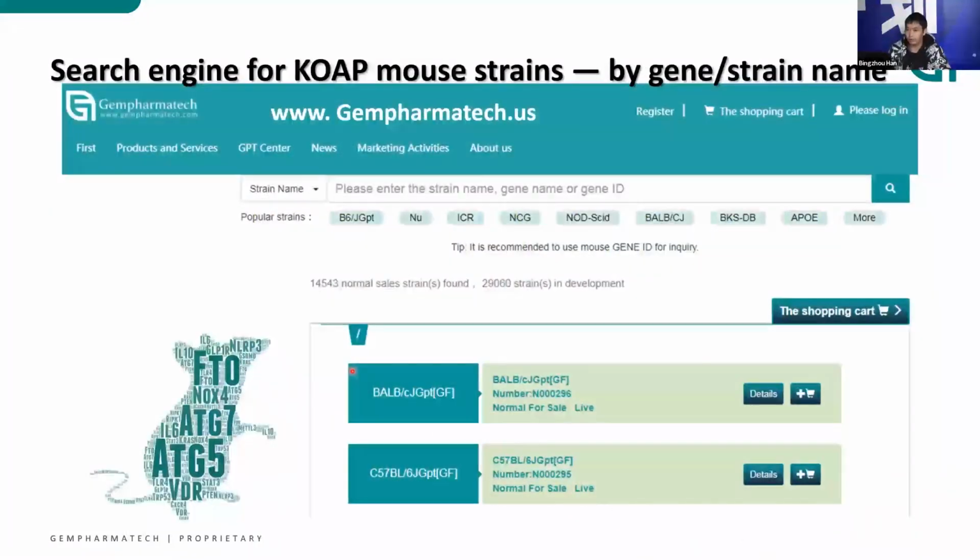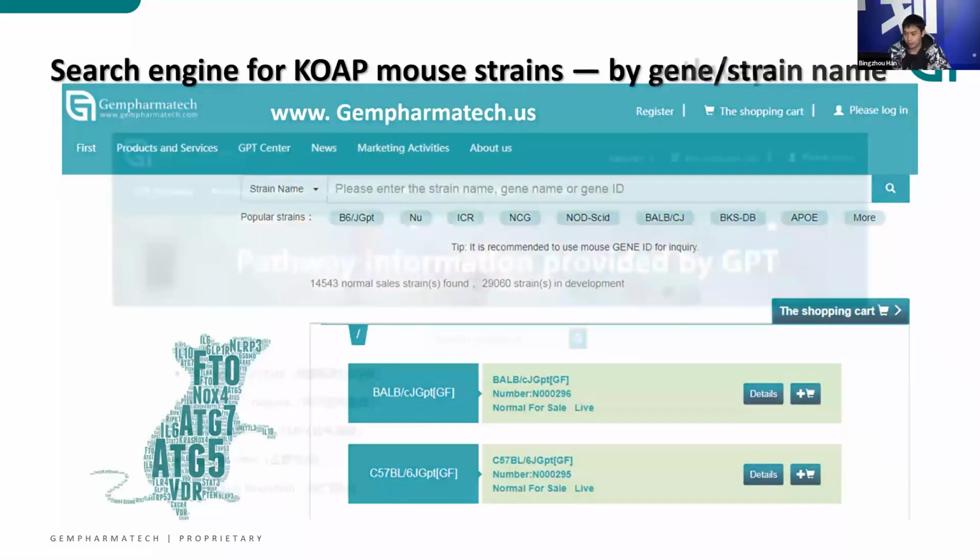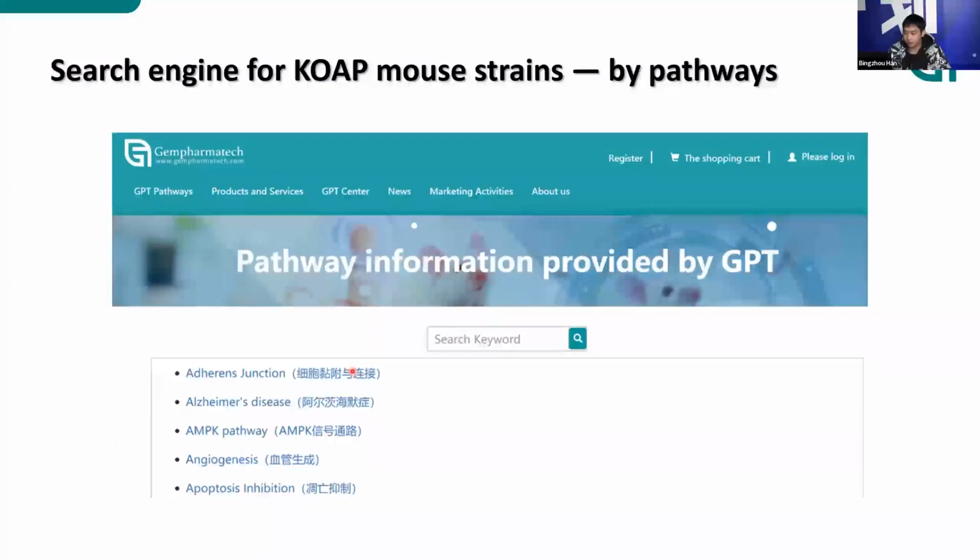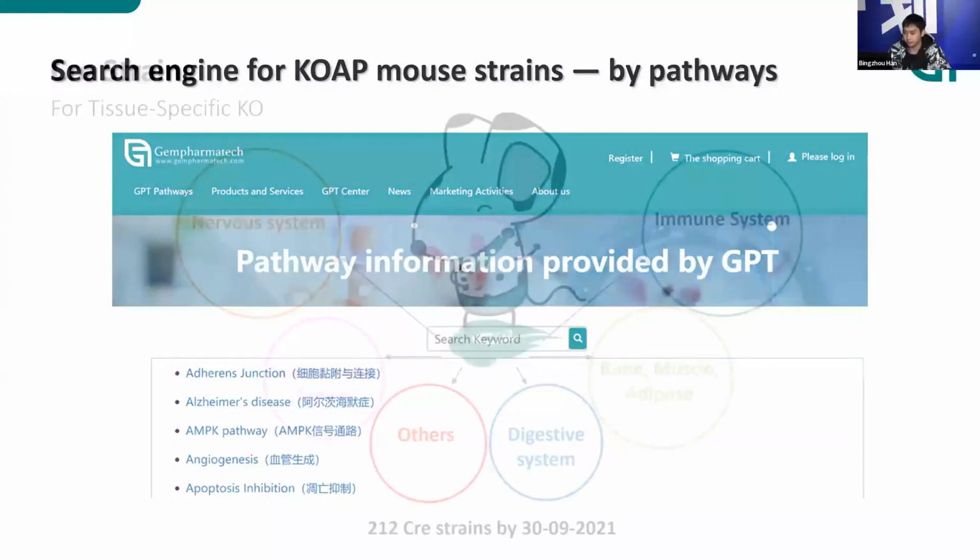And also we have added all this information into our search engine for our Knockout All project strains. We can search by gene name, strain name, by the tissues or organs we are interested in, or by different pathways or diseases we are interested in.